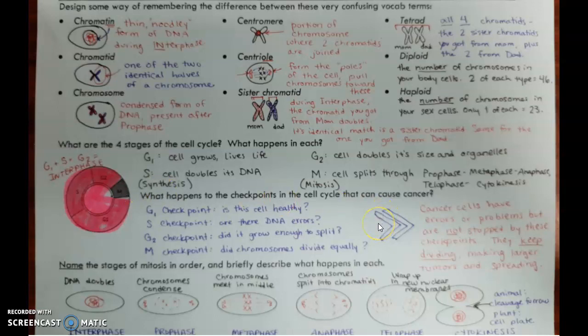Cancer cells avoid all of this because they are not stopped by the checkpoints. They just keep dividing over and over and over again, which makes really large tumors and causes cancer cells to spread even though they have a lot of problems.